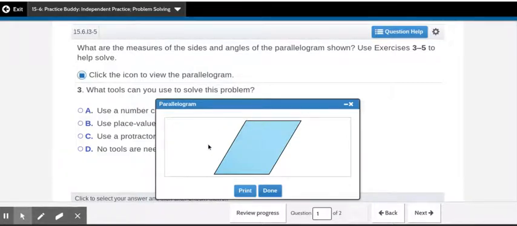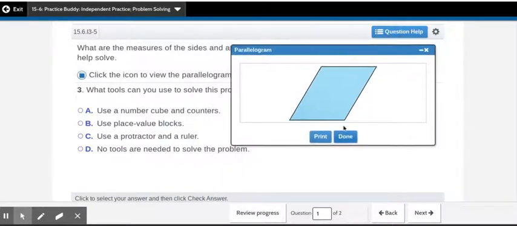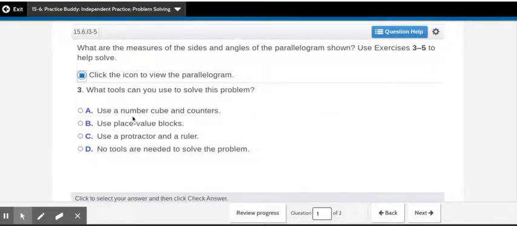Anytime we've had to measure the side of something, I know I've used a ruler. And then for the angles, we learned this unit that we have to use a protractor. So a protractor helps with the angles, a ruler helps with the sides. Let's see what that tells us.